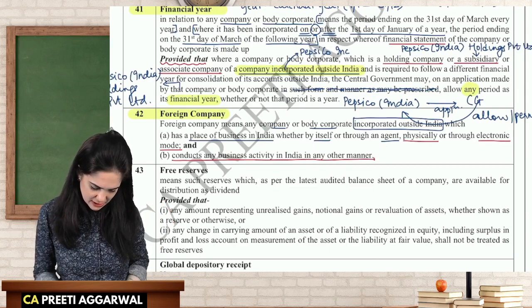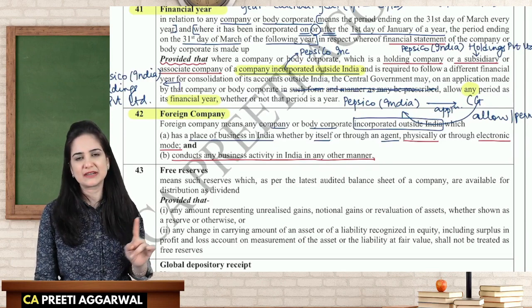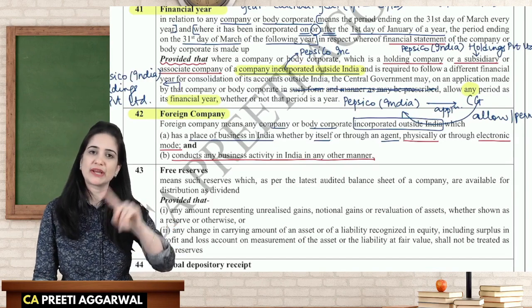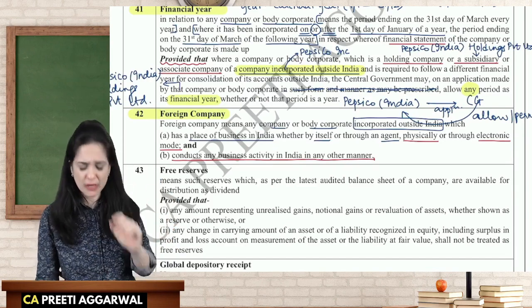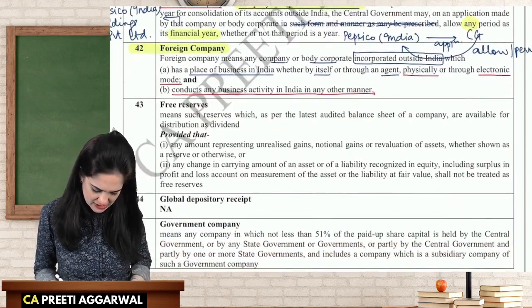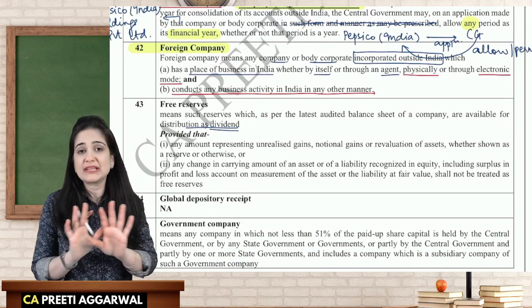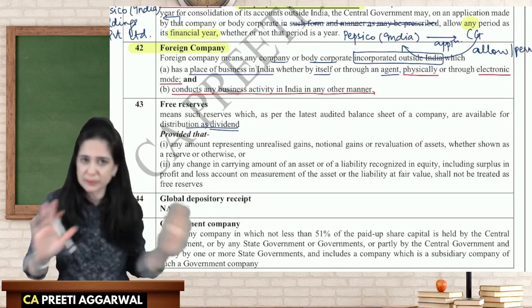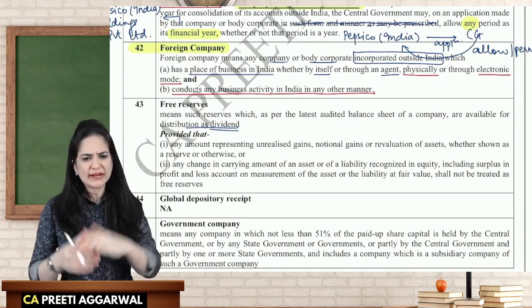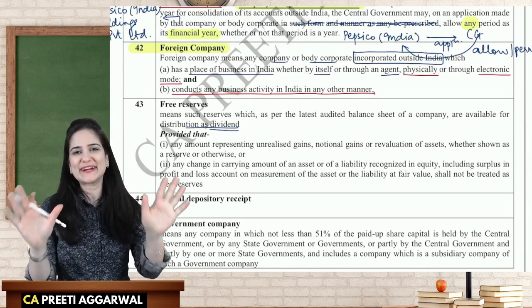Then we have free reserves, which I will discuss when I discuss the chapter on share and share capital with you. I'm not doing it now. But just remember that free reserves are those reserves which are available for distribution in the form of dividend. I don't have any specific use or purpose for that reserve. It is free. You can use it for anything that you want.